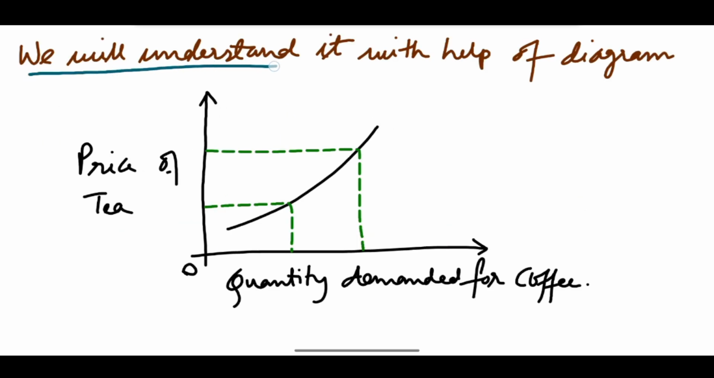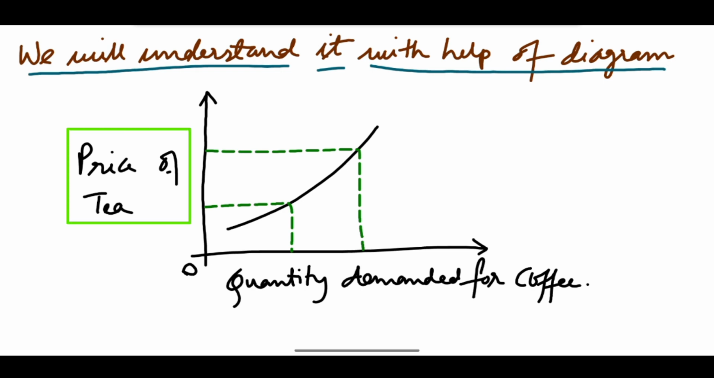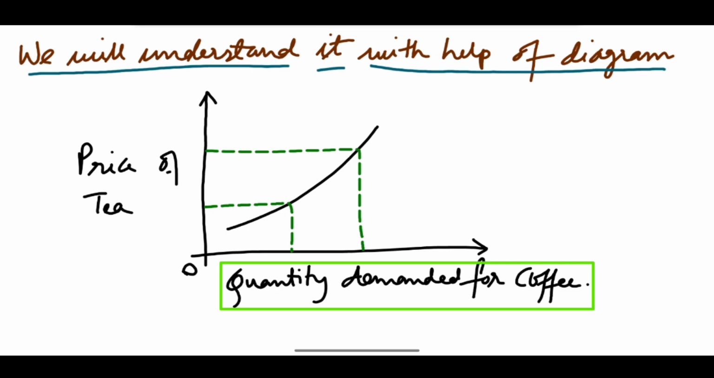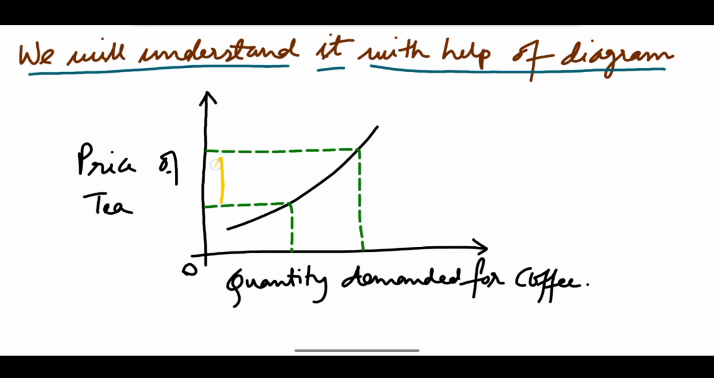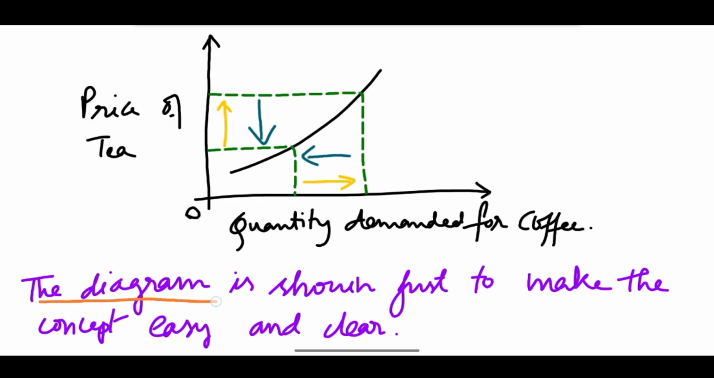So here we will understand it with help of a diagram. Here we have taken price of tea on the vertical axis and quantity demanded for coffee on the horizontal axis. Now, if price of tea rises, the quantity demanded for coffee will rise and quantity demanded for tea will fall. But if the price of tea falls, quantity demanded for coffee will fall and demand for tea will rise. The above diagram is shown just to make the concept easy and clear.